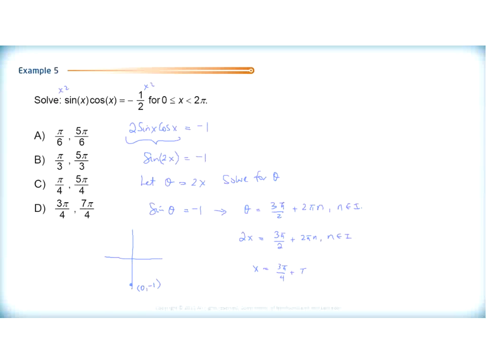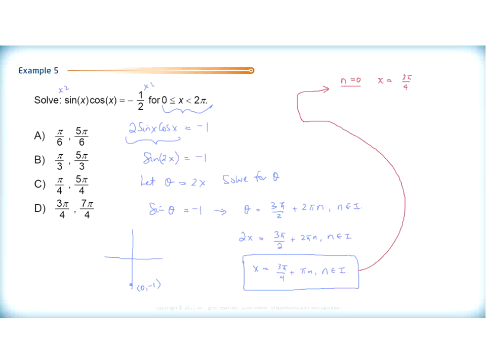So I have to replace my theta with 2x again. So we get 2x equals 3 pi over 2 plus 2 pi n. Divide both sides by 2, or multiply by a half. I'm going to get x equals 3 pi over 4 plus pi n, where n is an integer. There's my general solution for x. I want specific solutions between 0 and 2 pi. So what I need to do now is substitute in values of n into this equation until I exhaust all the answers between 0 and 2 pi.